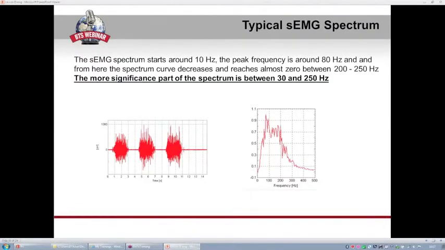This is a typical spectrum coming from a surface sEMG signal. It starts around 10 Hz. The peak frequency is around 80 Hz. And from here, the spectrum curve decreases and reaches almost zero between 200 or 250 Hz. Note that the more significant part of the spectrum is between 30 and 250 Hz.